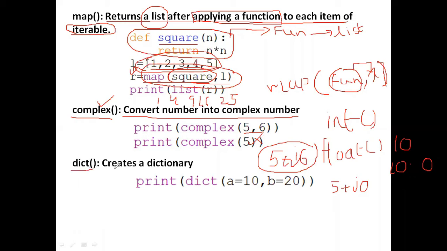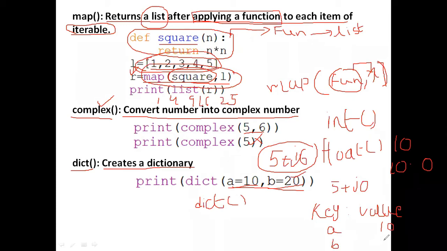The dict function we use to create a dictionary. If I call dict with no arguments, an empty dictionary will be created. If I give arguments a equals 10, b equals 20, I hope you all know that a dictionary is a combination of keys and values. Here it specifies a equals 10, b equals 20. What does it mean? A is the key and 10 is the value for this key A. Similarly, for the second item, the key is B and the value is 20.